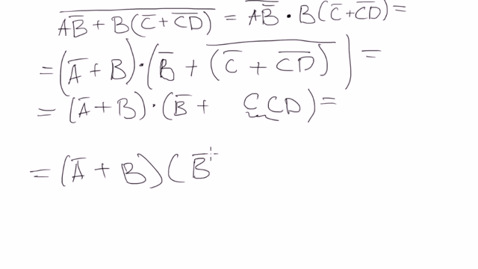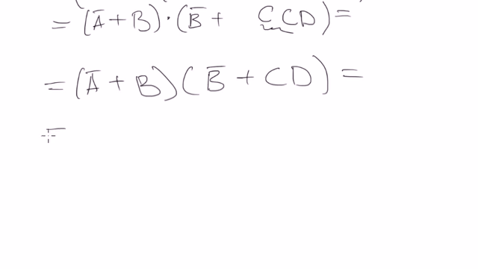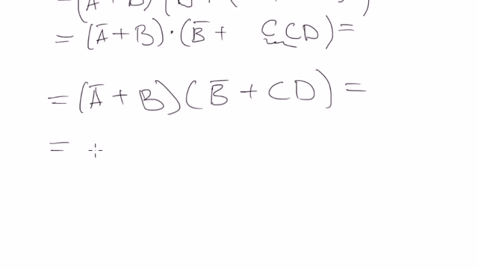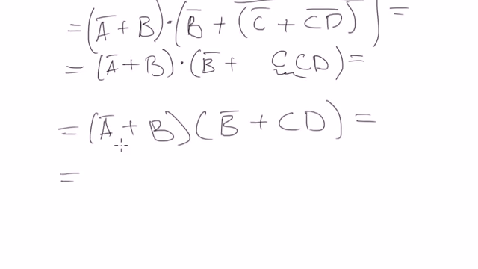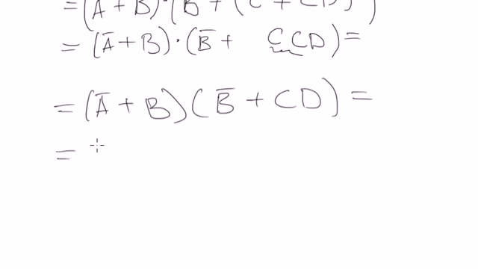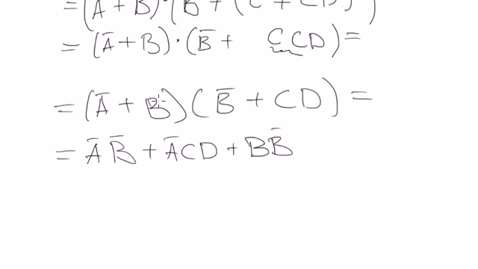Multiplied by B negated plus CD. And now let's open the bracket. It's not going to be any more DeMorgan's theorem to apply here, but anyway, let's finish it. Multiply A negated by B negated, plus A negated by CD, plus B negated, plus B CD.